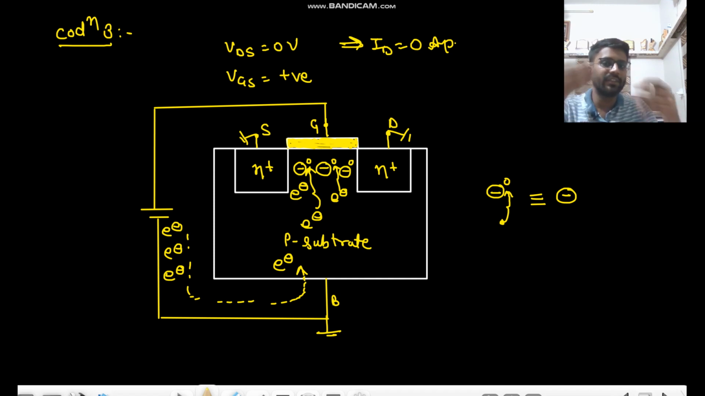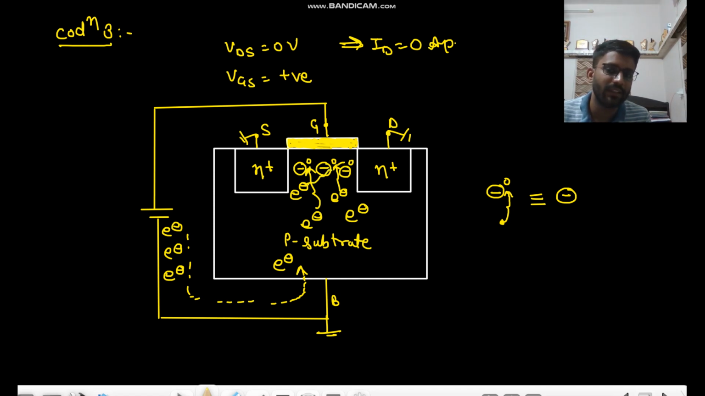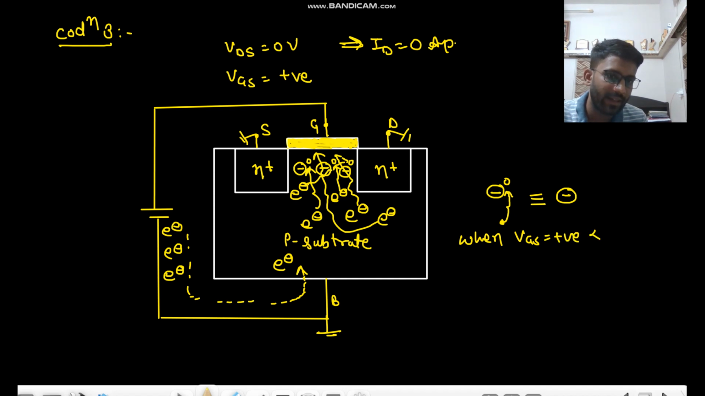If we increase VGS more, so these have been neutralized. Now there are more electrons. Let us assume this is neutralized by this. Now they will go and form a layer of electrons here. Okay, so when VGS is positive but less than some value VT, then your channel will look something like this. This is your channel.